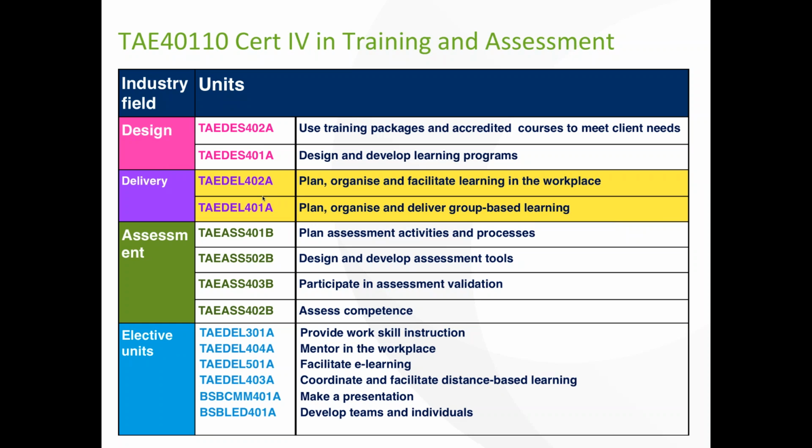So you only need to choose 2 electives. Whether you decide to do work skill instruction or mentor in the workplace, make a presentation or develop teams and individuals, any 2 of those, or you choose Study Period 7, which has e-learning and distance learning together. That's up to you.